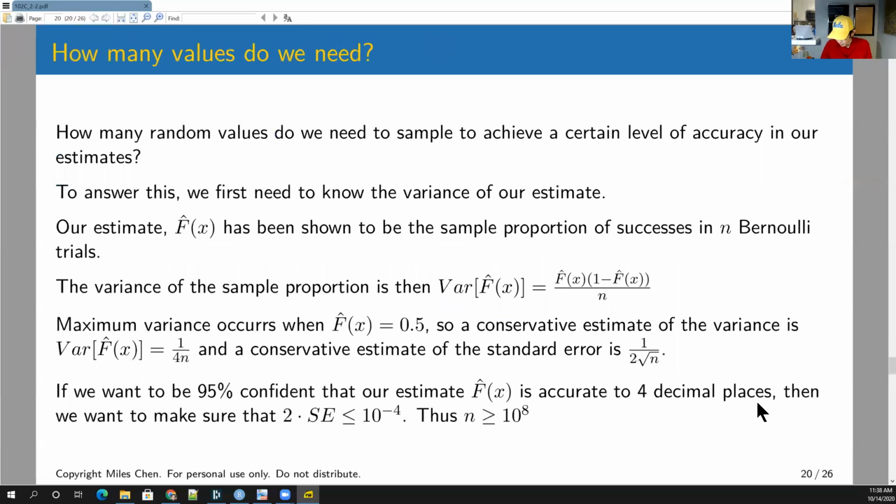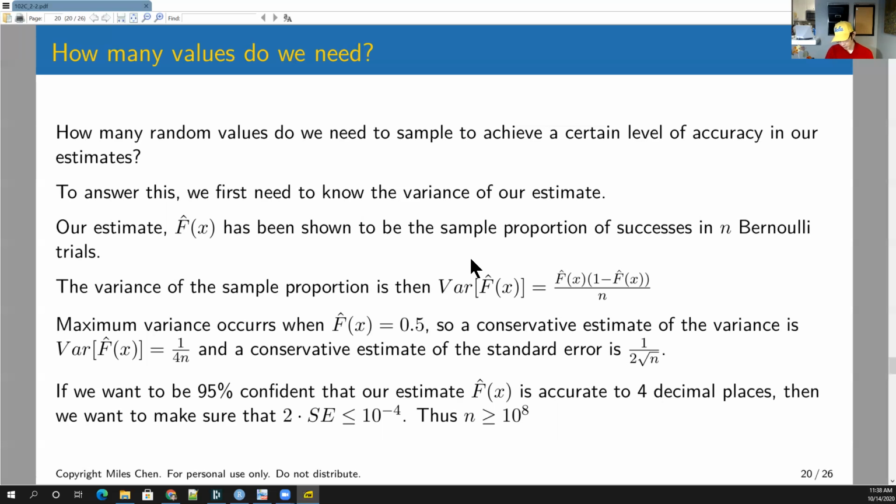So there's a question of how many values we need to achieve a certain level of accuracy in our estimates. To get an idea of that, we need to know what the variance of our estimate is. Our estimate, F hat, our estimate of the cumulative distribution function, in our case we know is basically the sample proportion of successes in n Bernoulli trials. So this is basically the sample proportion.